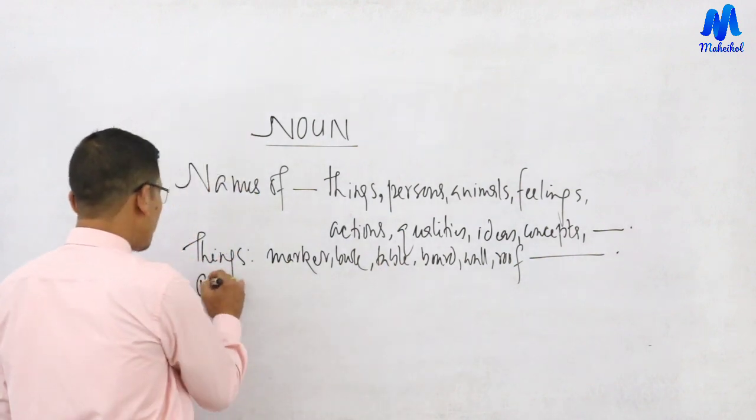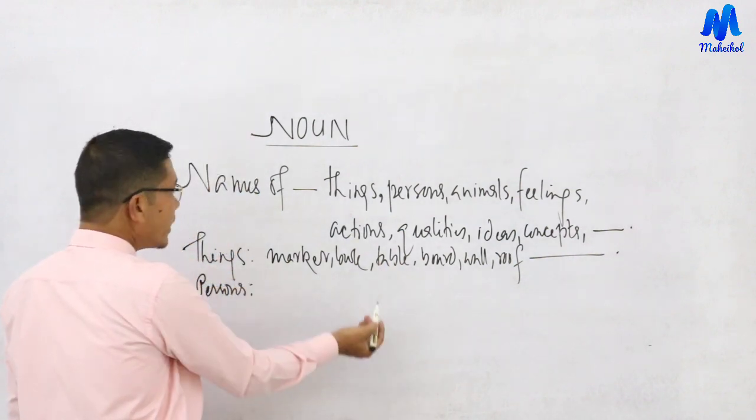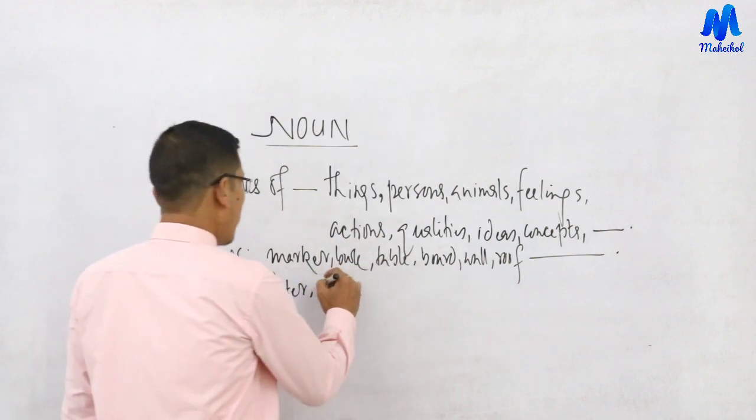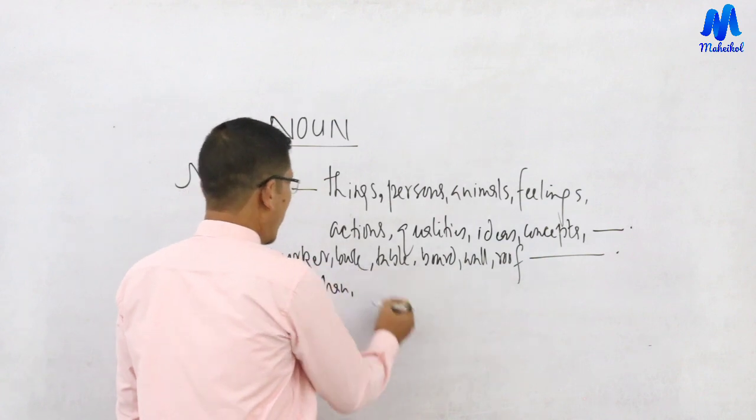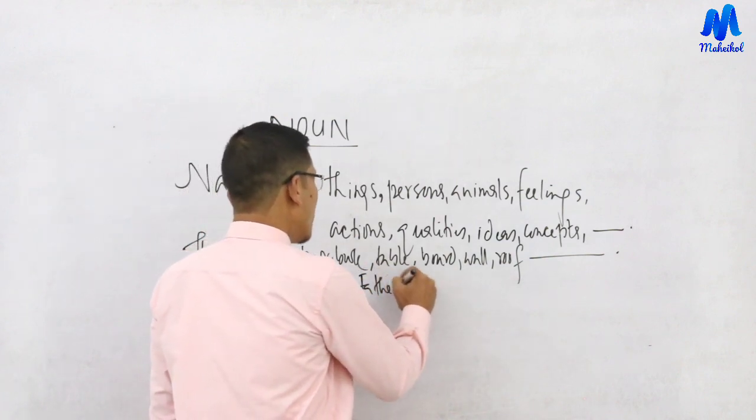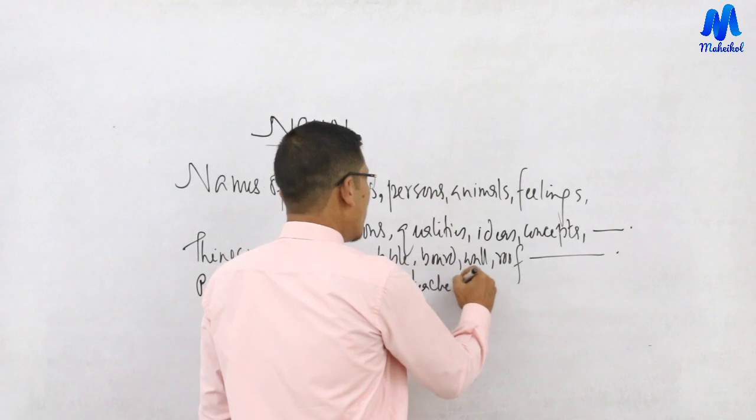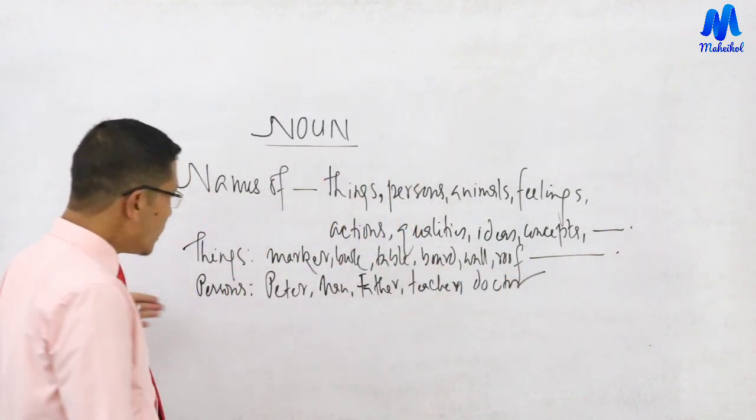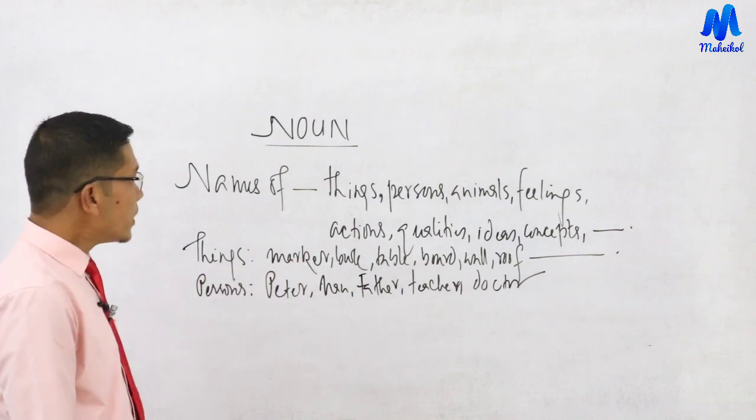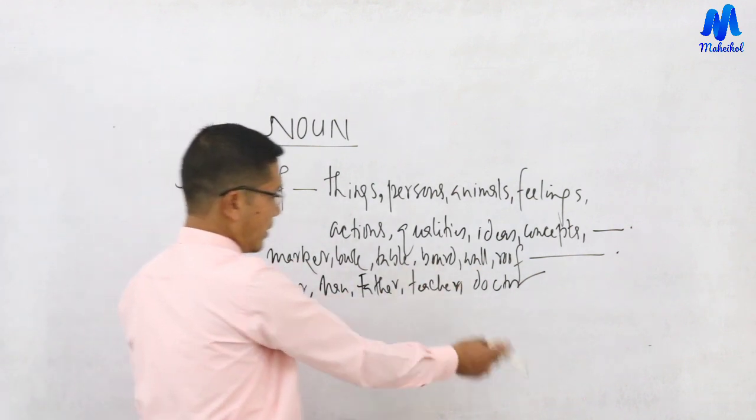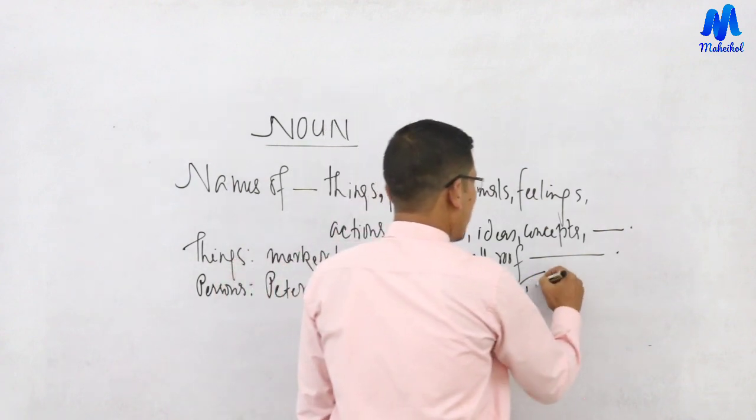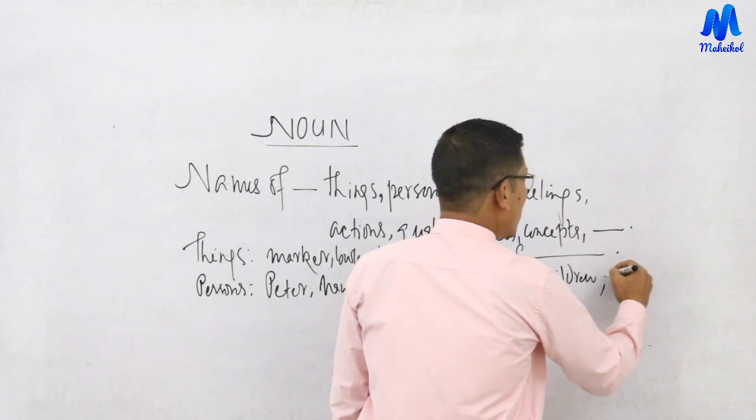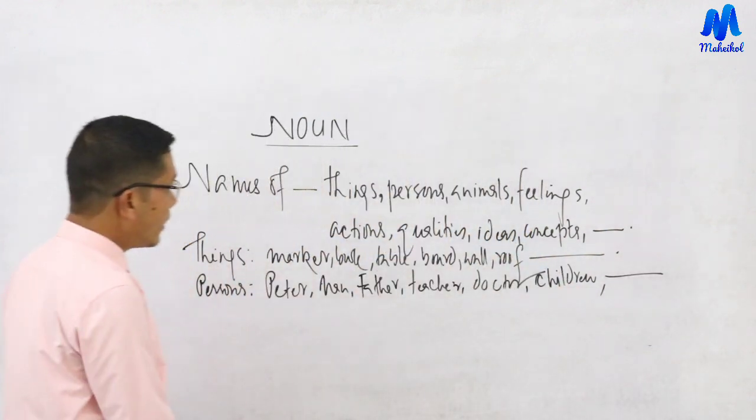Then persons. Person, man, father, the teacher, and doctor. These are all nouns. Then children, and so many others.